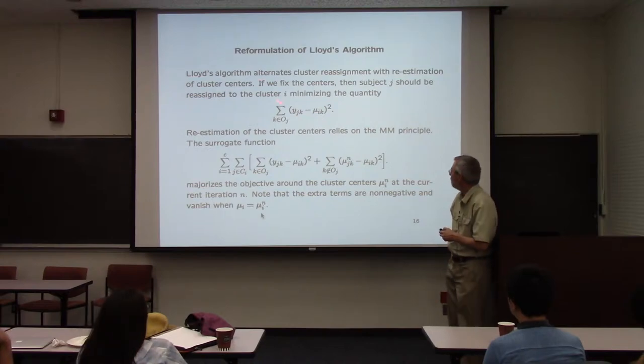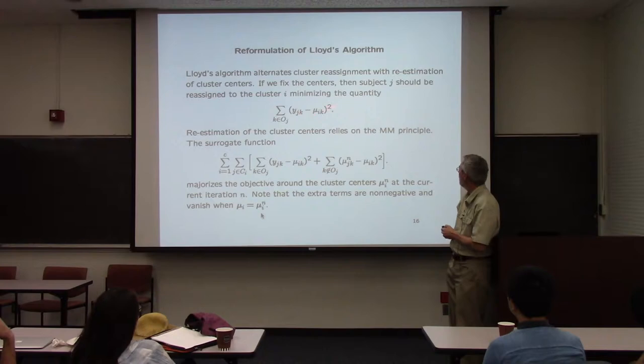Well, the reassignment to clusters, for a given individual j, you assign to the cluster i that minimizes this sum of squares.